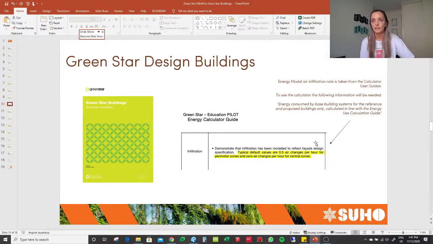There's a lot of different factors around climate and elevation and all sorts of complex things that I don't even understand in order to convert an air change at ambient pressure to at 50 pascals. So that's the first thing that got my attention.